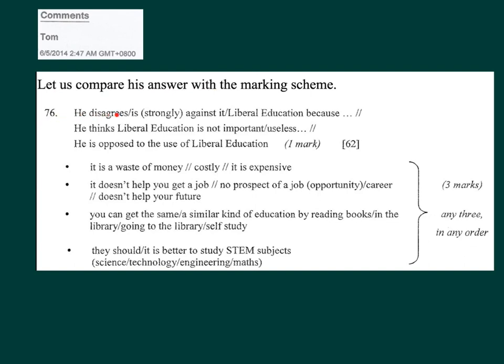Q76. He disagrees. He is strongly against liberal education because he thinks it is not important, useless. He is opposed to the use of liberal education. 1 mark. It's just a waste of money, costly, expensive. It doesn't help you get a job. Low prospect or job opportunity, career, doesn't help your future. You can get the same or similar kind of education by reading books in the library, self-study. They should study STEM subjects. It is better to study STEM subjects: science, technology, engineering, math. Any three in any order, 3 marks.